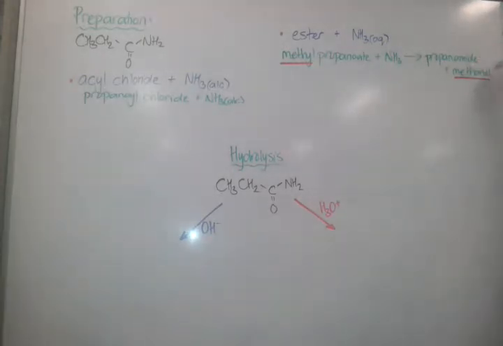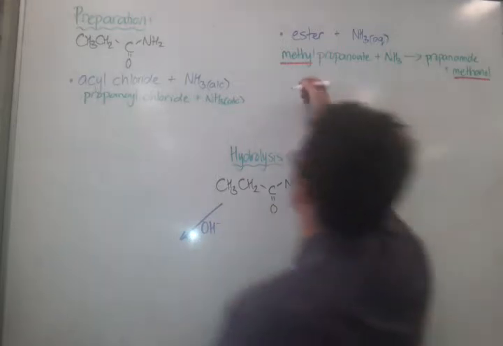But you can't react these two together to make an ester. So just be aware of this. It's an arrow, not an equilibrium. It doesn't go the other way. Okay? And there's one more way to do it, which we'll quickly mention.